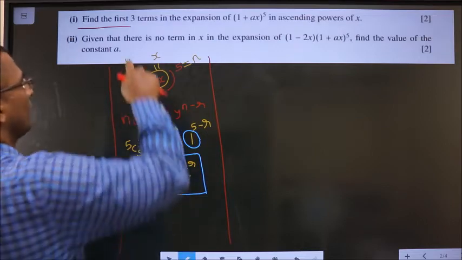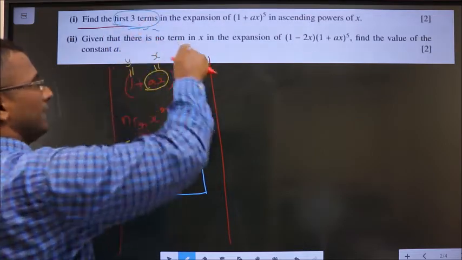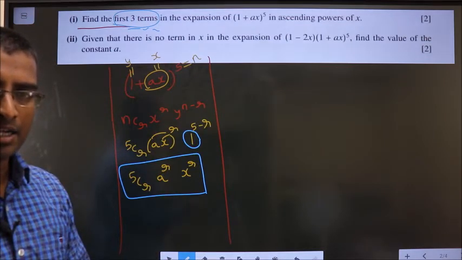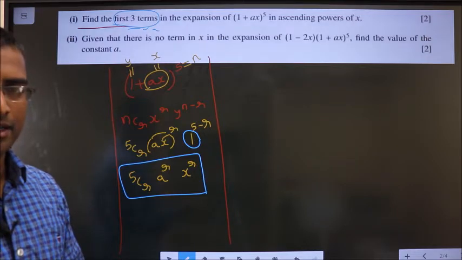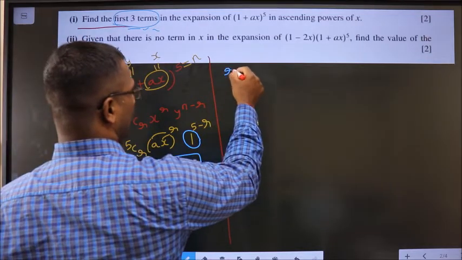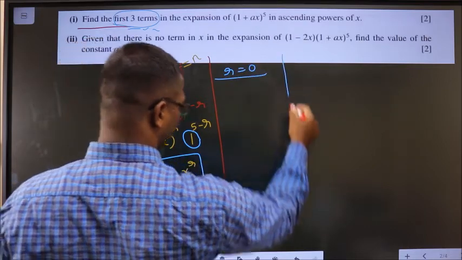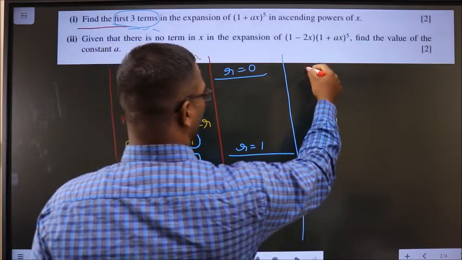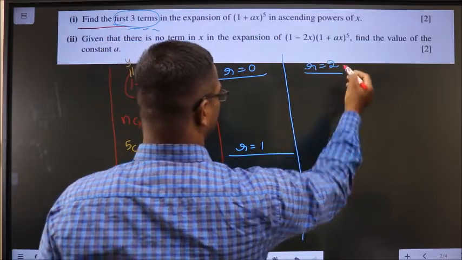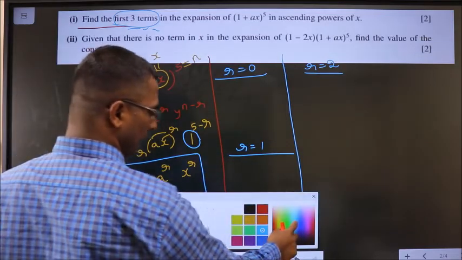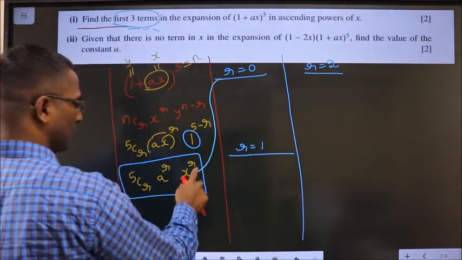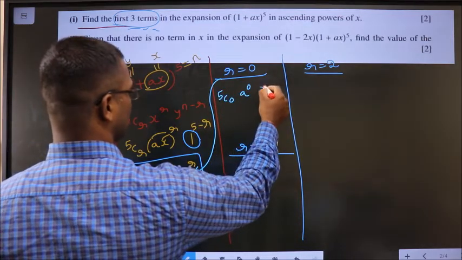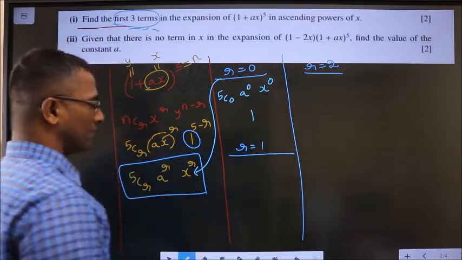Now I need the first three terms in the expansion. To get the first three terms, the values for r that you should take are 0, 1 and 2. If you take r equal to 0, you will get the first term. If you take r equal to 1, you get the second term. If you take r equal to 2, you get the third term. Now replace r equal to 0 in this. So what do I get? 5C0, a^0, x^0. So that is nothing but 1.